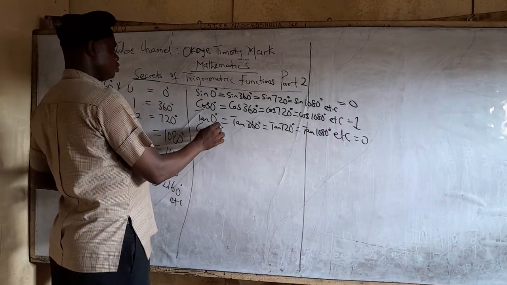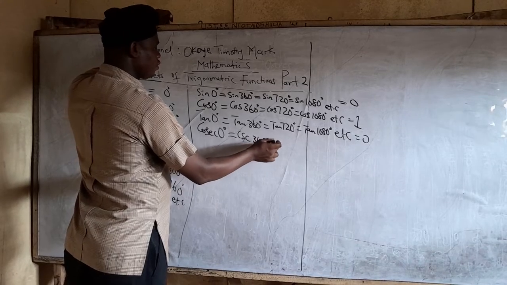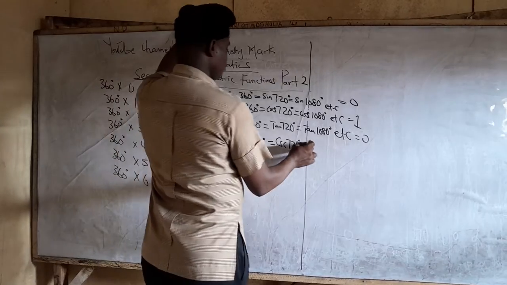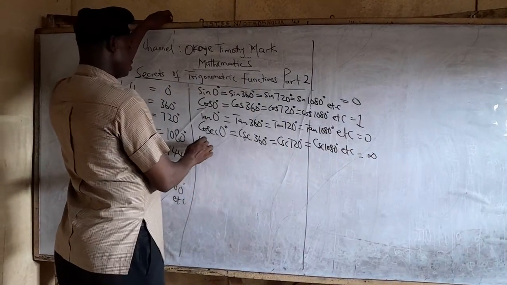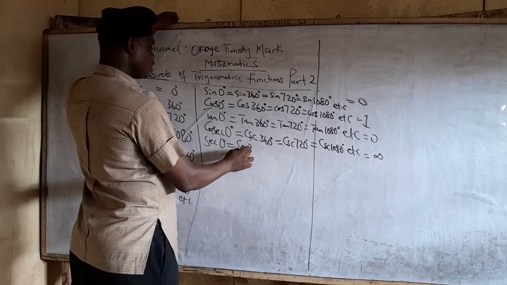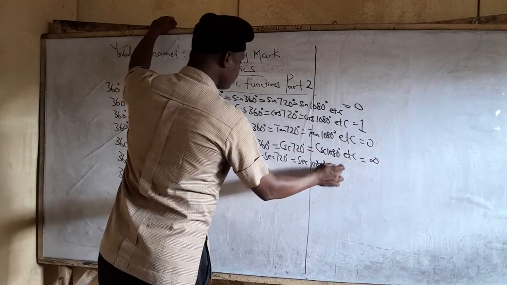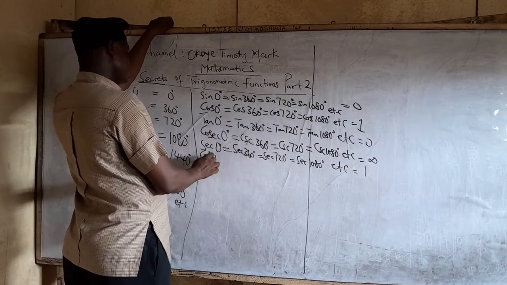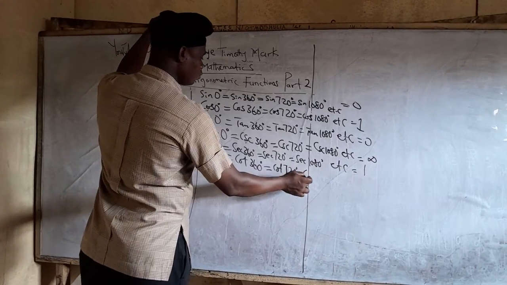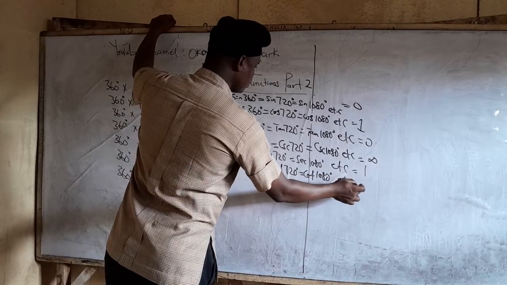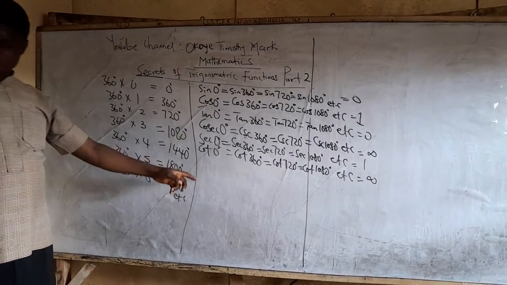Cosec 0 degree is the same as cosec, written in short form CSC, 360 degree. CSC 720 degree, CSC 1080 degree, etc, and that is undefined. Sec 0 degree, sec 360 degree, sec 720 degree, sec 1080 degree, etc, and that is 1. Cot 0 degree, cot 360 degree, cot 720 degree, cot 1080 degree, etc, and that still gives what? Undefined. This is true for all the whole number multiples of 360 degree.